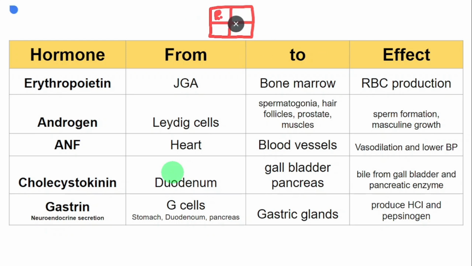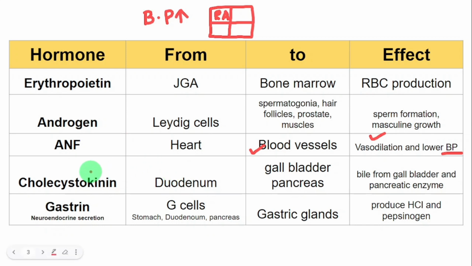Atrial walls will be stretched if there is increased blood pressure. If venous return is high, it is going to stretch the walls of the right atrium. This in turn will produce ANF in response to high BP. The first effect will be on the blood vessels, and it will cause vasodilation. This will lead to lower blood pressure. So this is the immediate effect of ANF.